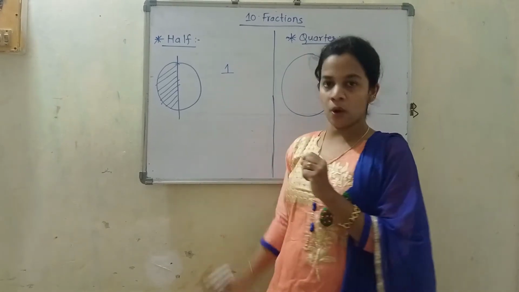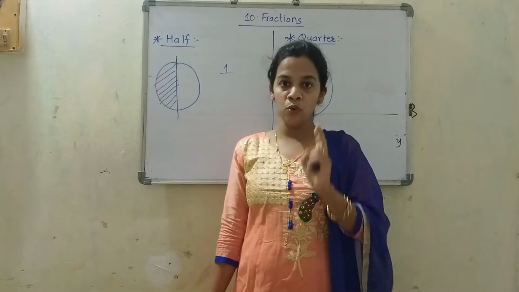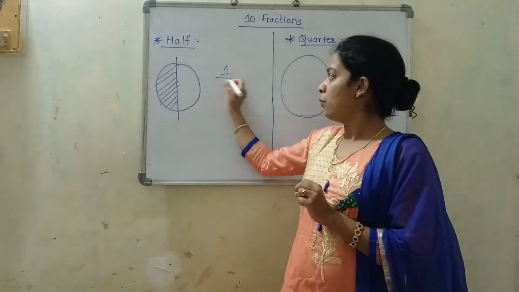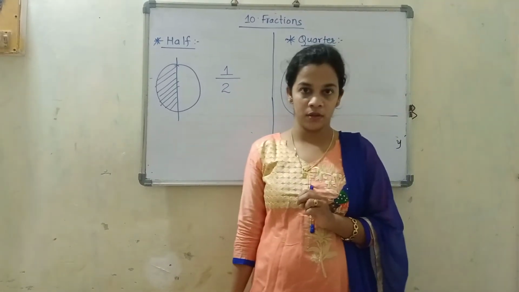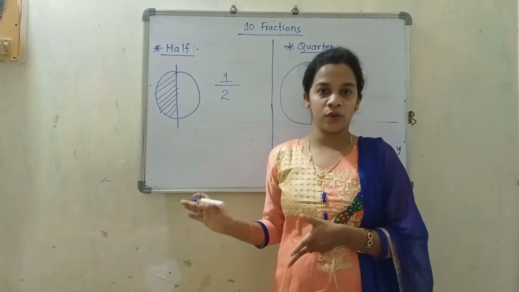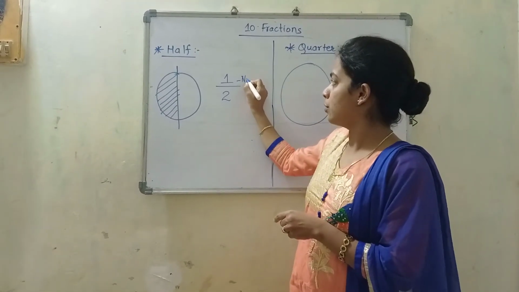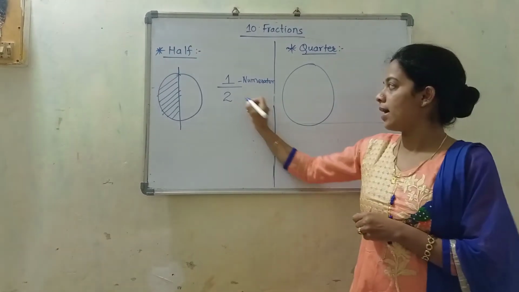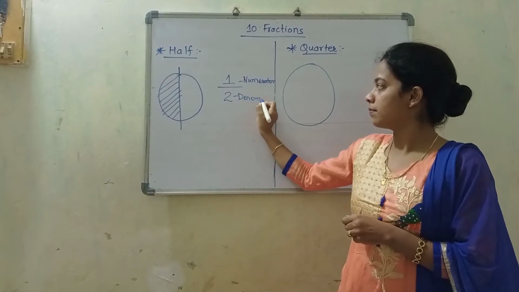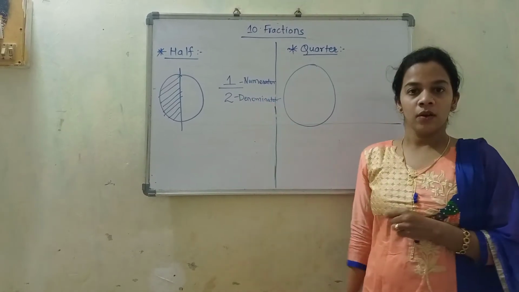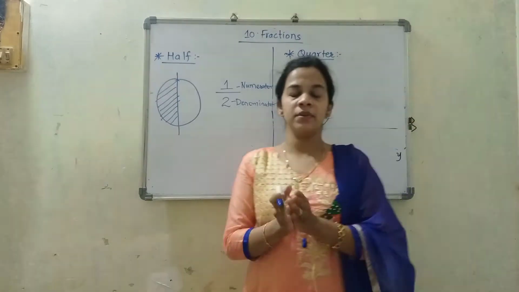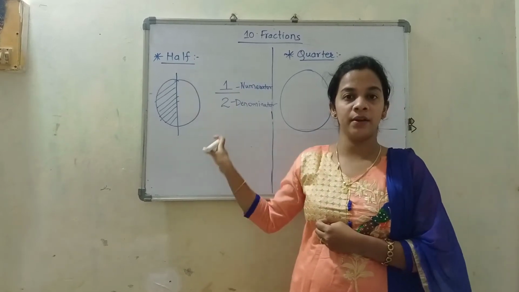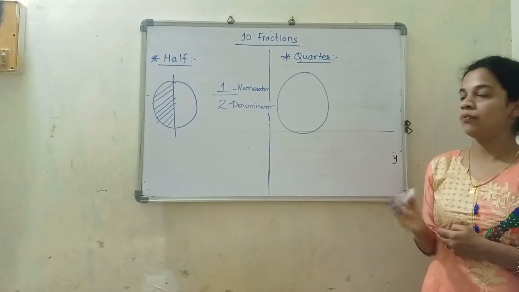So that one will come on the top. And total parts are how many? Two parts are there. This is one and this is another one. So total parts are two. So I am going to write this in the form of a fraction. This representation is nothing but a fraction, where this 1 is said to be the numerator and this 2 is said to be the denominator. So the representation of half is 1 upon 2, where 1 is numerator and 2 is denominator. We will move further and see quarter.